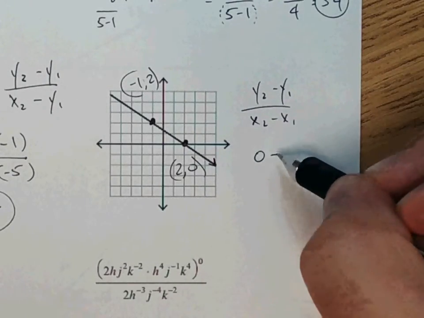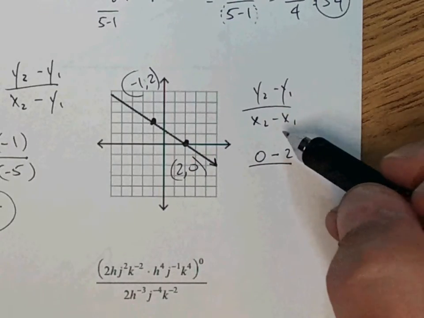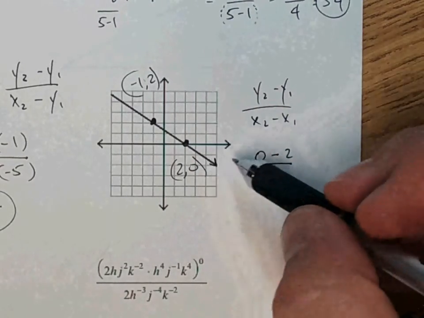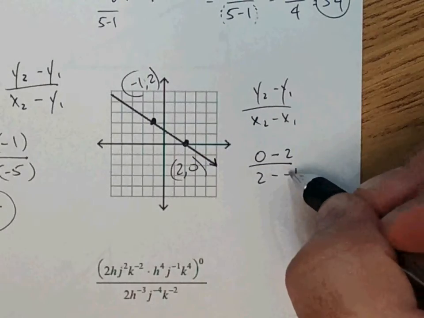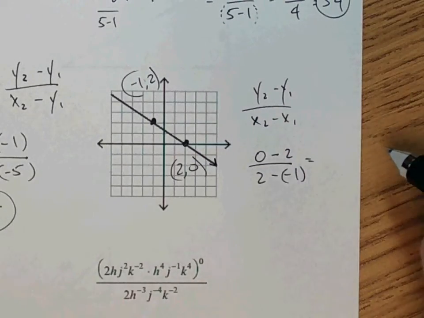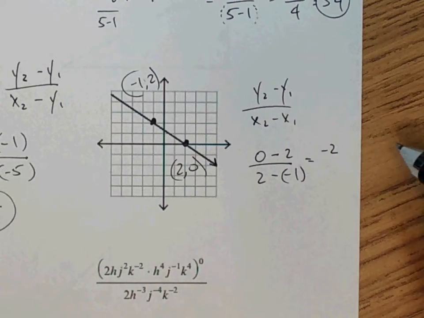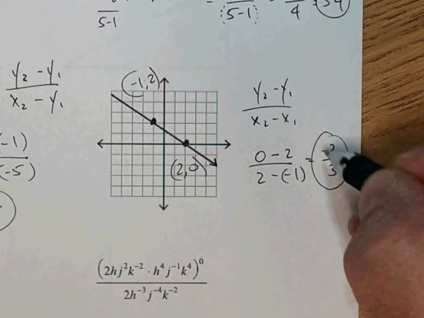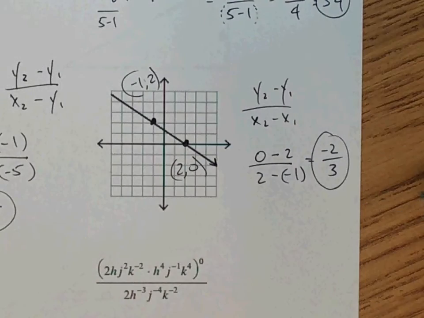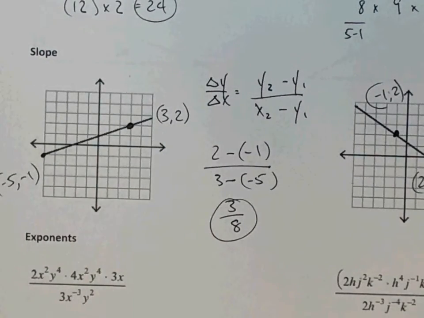So we're going to have 0 minus, and the other y is 2. And then on the bottom part, we're going to have the second x, which is 2. And the first x was negative 1, so minus a negative 1. And when we do all that, 0 minus 2 is negative 2. 2 minus a negative 1 is 3, and so our slope is negative 2/3, and that makes sense. A negative slope is headed down, where a positive slope over here was headed up.